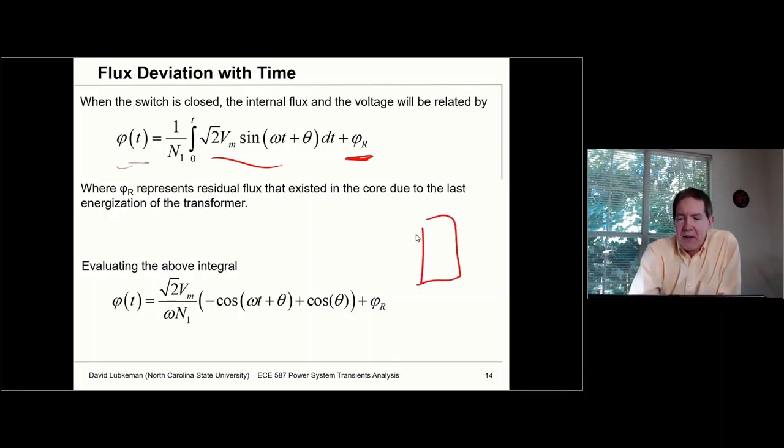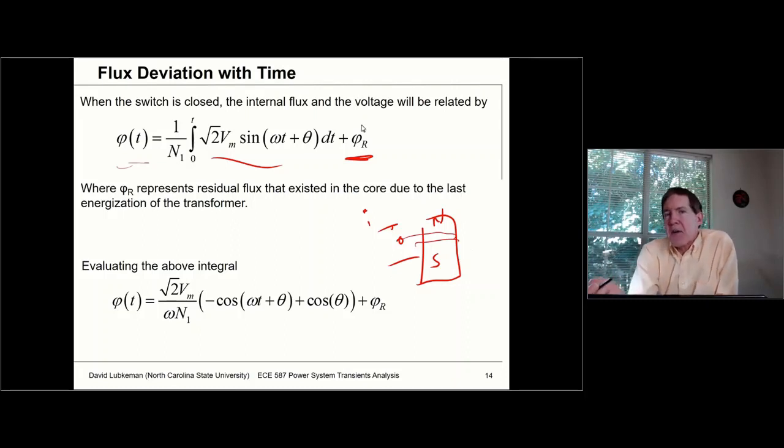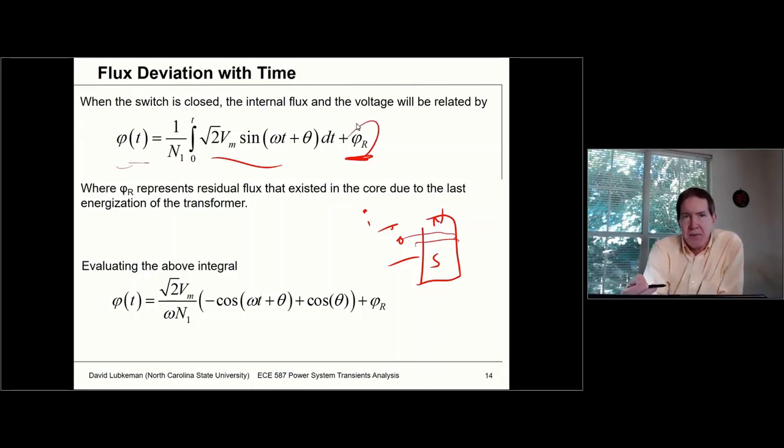If I had a core material and wrap a winding around it and run a current through it, basically I have an electromagnet, and I'm orienting the magnetic dipoles in this circuit where the current's positive, giving a north-south orientation. In other words, this magnetic core has memory associated with it. Depending on how I de-energize a circuit, I'm going to have some residual flux existing, which I have to add in to get the total flux.